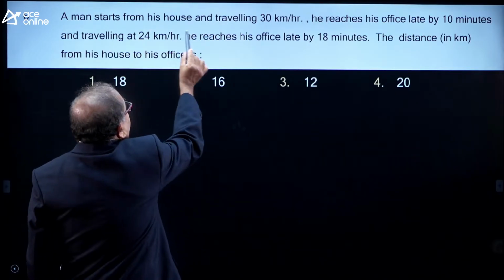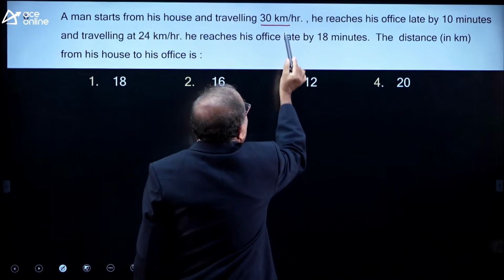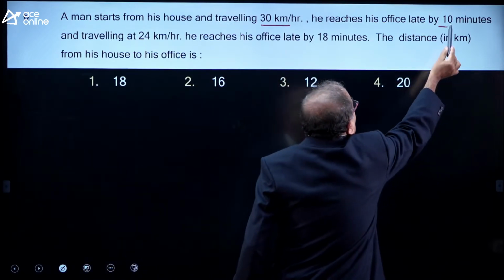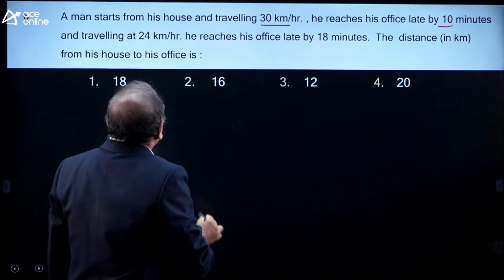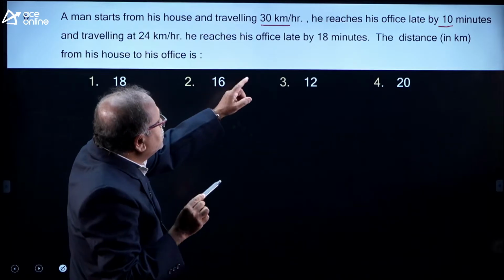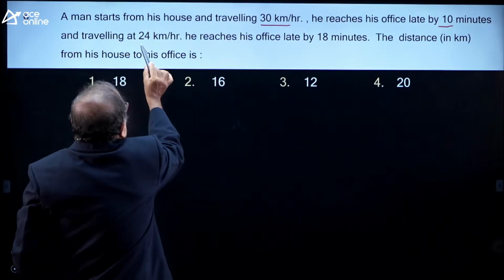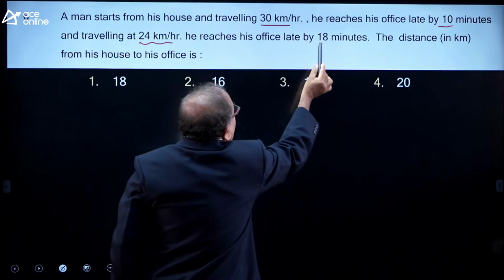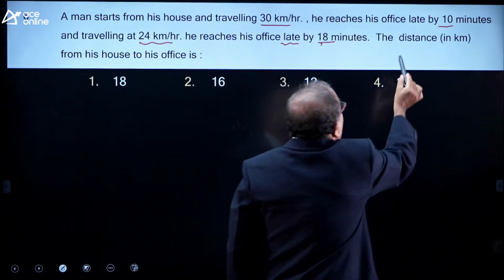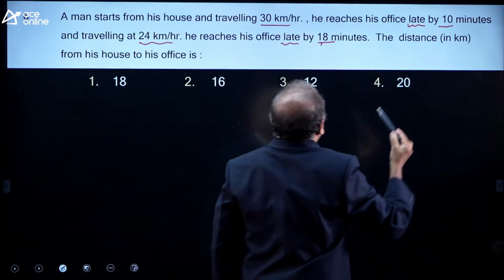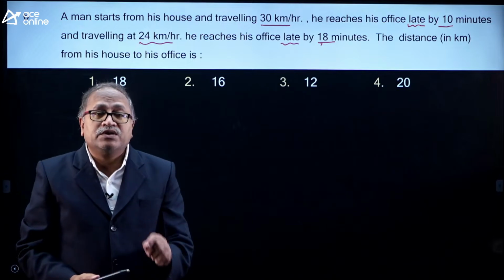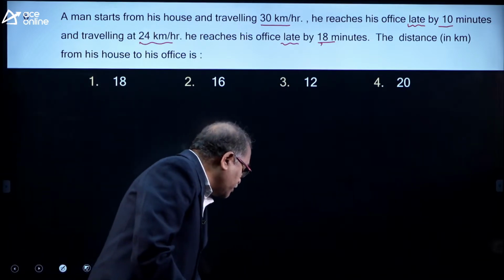Now, a man starts from his home, travels at 30 km per hour, and reaches his office 10 minutes late. Okay. Now, traveling with 24 km per hour, he reaches 18 minutes late. Here also late and here also late, in both the cases. So, find the distance. We have already worked out this question, and Naidu has rightly answered the question.